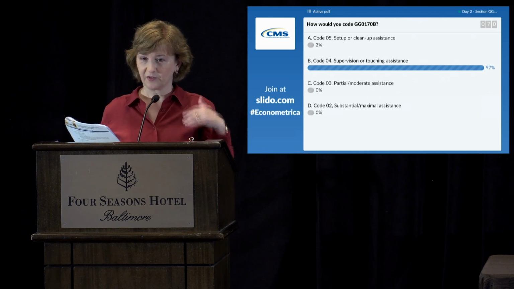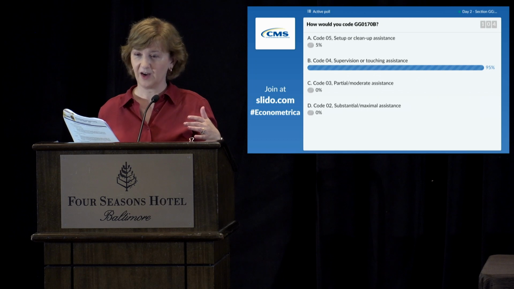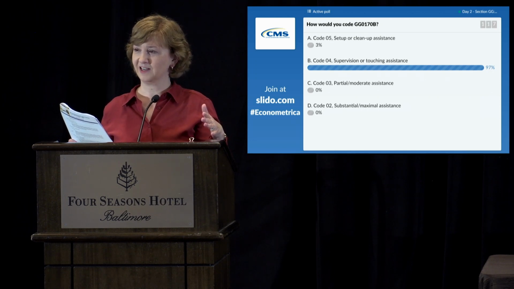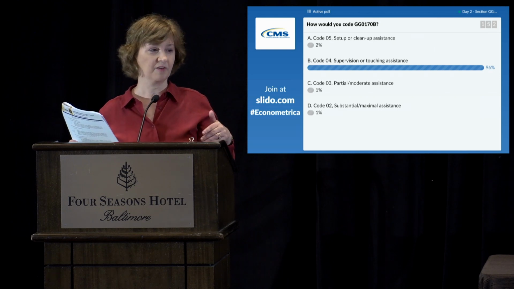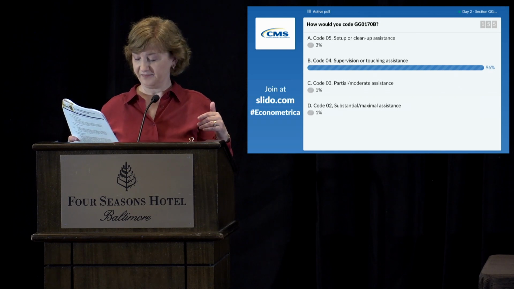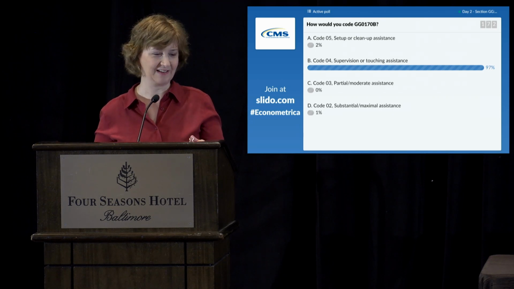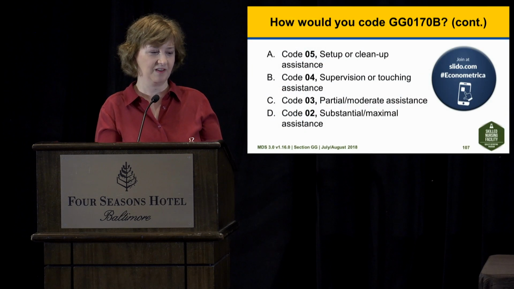Just talking through the decision tree, so helper is needed, correct? More than setup, cleanup assistance, right? Okay, and so then we get into whether there's supervision or touching assistance. So I think we're there, and it looks like 97% of you coded 4. I do agree with that. And so you will see the check mark come up for 4, so that is correct.